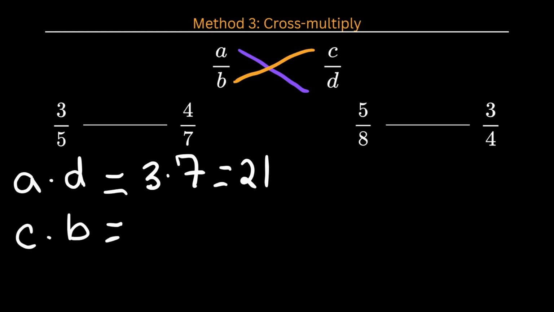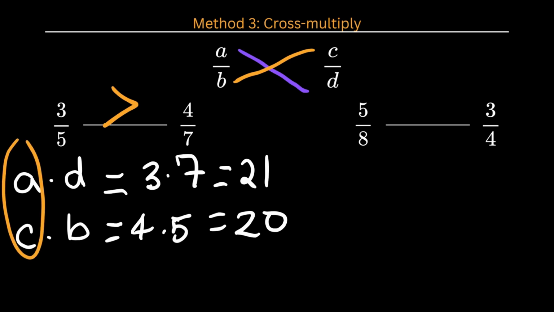Next, you have C times B. C is 4 and B is 5. So that is 4 times 5 gives you 20. So that means that 3 over 5 is greater than 4 over 7. Why? Focus on A and C. A is 3 and C is 4. Because A, which is 3, was multiplied to a number that gave you a bigger answer. That is why the fraction with the A, which is 3, will be greater than the other fraction.